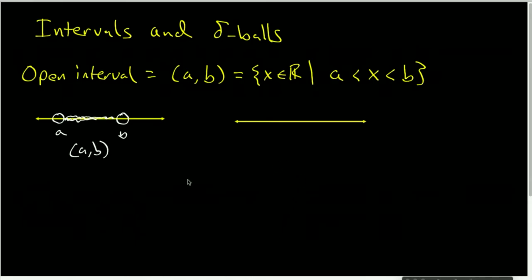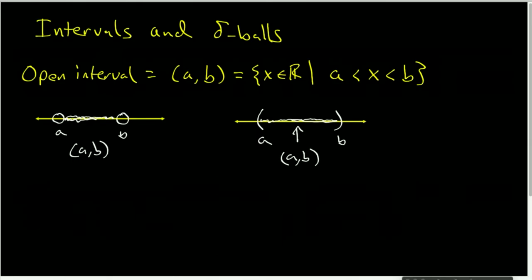In real analysis, we tend to replace these open circles with just parentheses. We're mimicking the notation up here. And so that gets labeled as A and B. And if we want to, we can shade the inside here. And that again is the open interval between A and B.